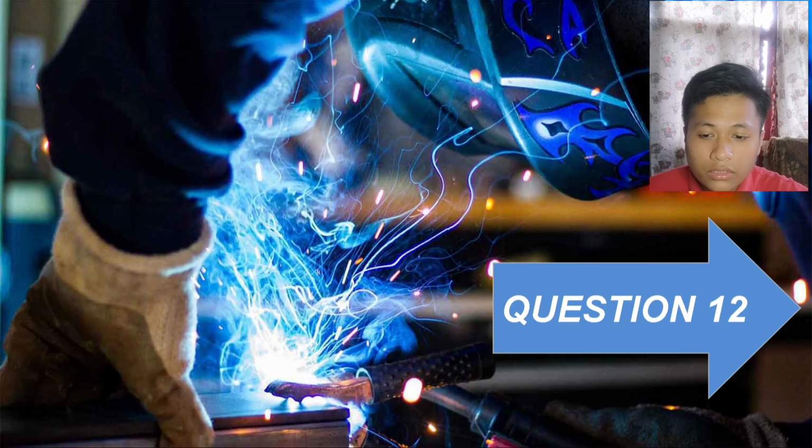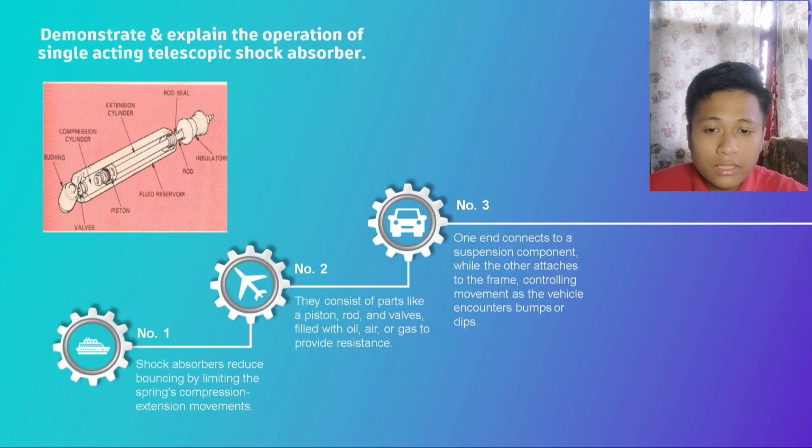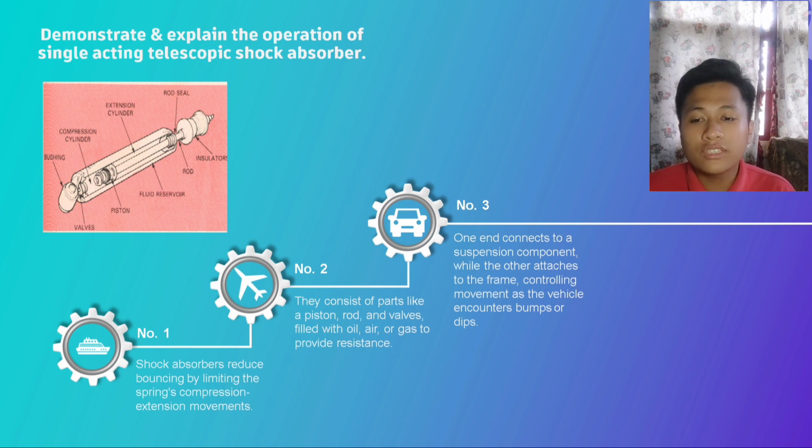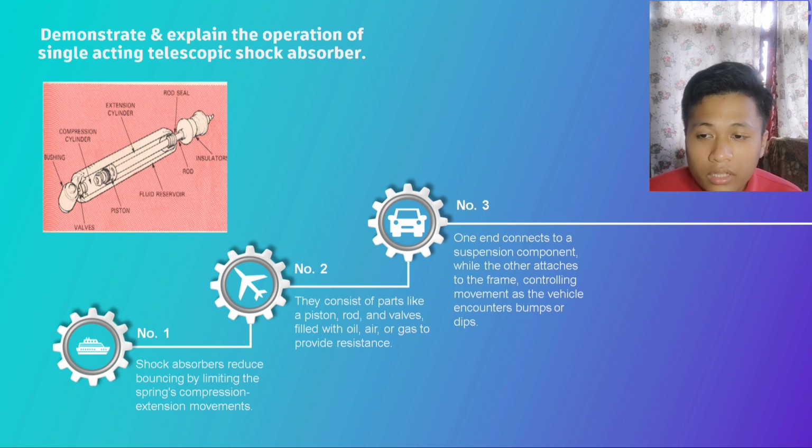Next question, question 12, or last question. Demonstrate and explain the operation of a single acting telescopic shock absorber. A shock absorber limits spring oscillation. What is oscillation? Compression and extension movement to smooth the car ride. Without a shock absorber, the car will continue to bounce up and down after striking a dip or hump in the road. This will make the ride uncomfortable and unsafe.